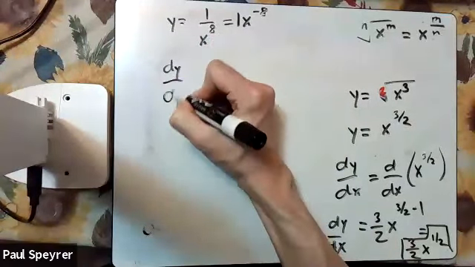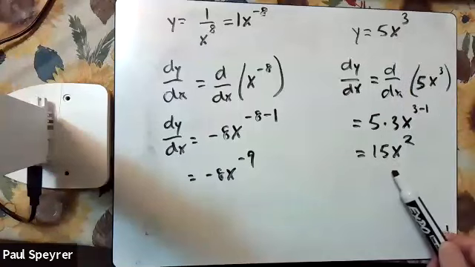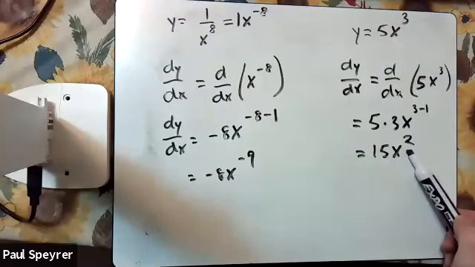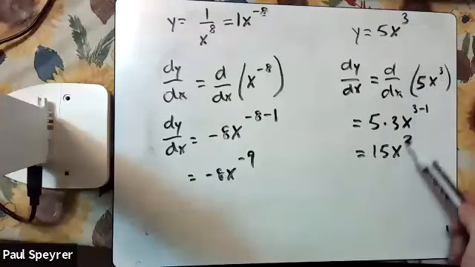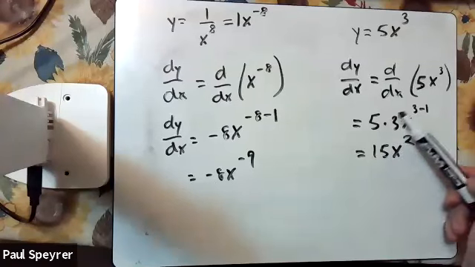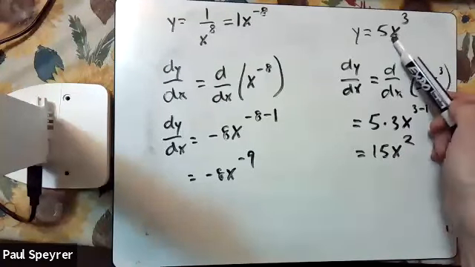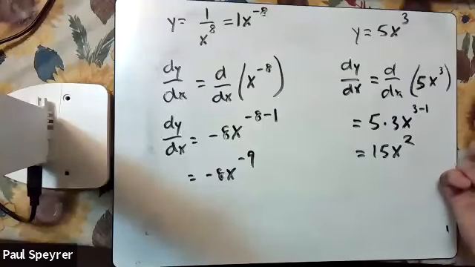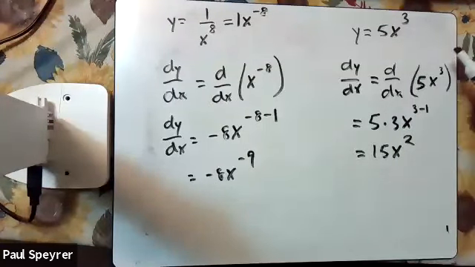If you want, you could jump from here to here, okay? You say, oh yeah, 3 times 5 is 15, 3 minus 1 is 2, boom. That's totally fine, but starting out, you should write this out so that you can see visually what's going on, because a lot of people go from here to here and they start making mistakes. They multiply something incorrectly or subtract a 1 incorrectly.